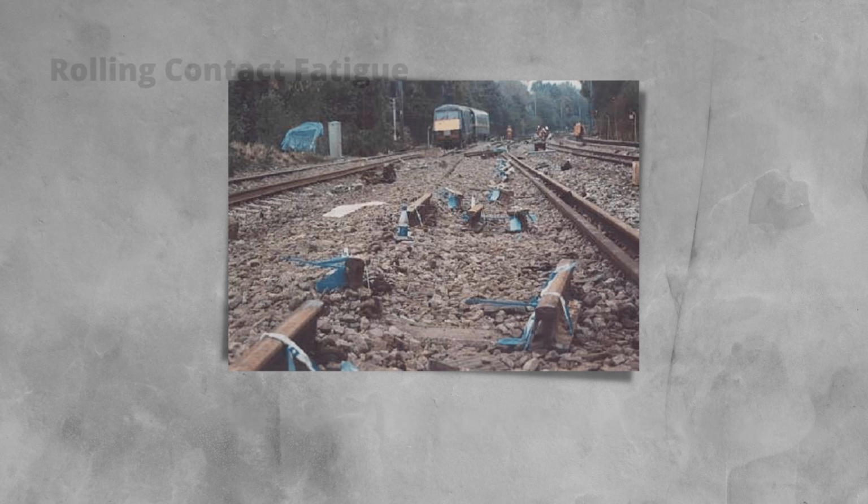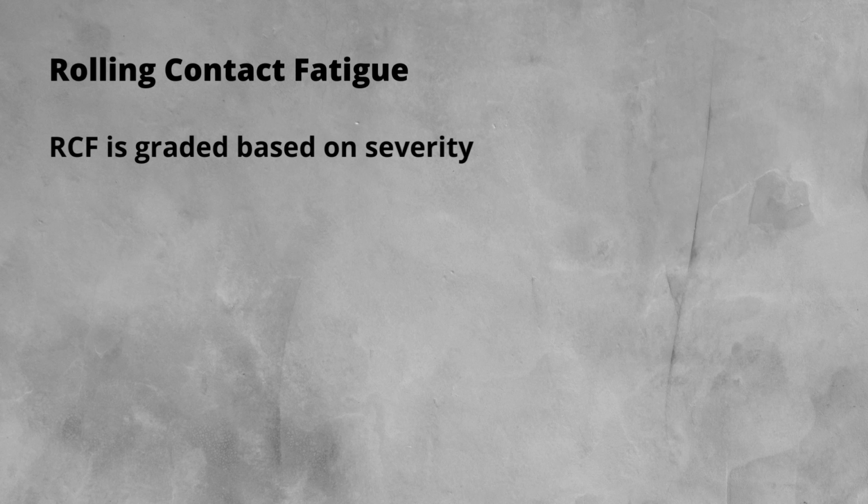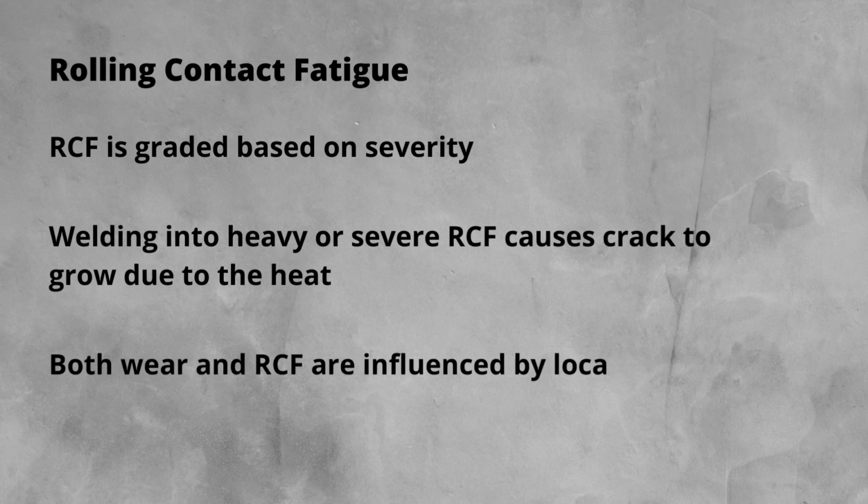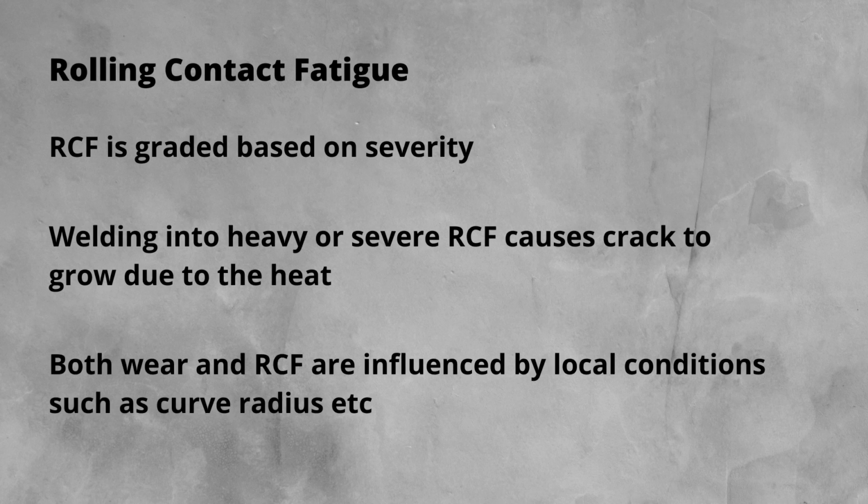Areas of RCF are graded based on the severity from light to heavy and finally severe. Welding into heavy or severe RCF is discouraged, as the intense heat can cause the cracks to worsen quickly. This can lead to issues with finding suitable areas to cut in when changing rails in RCF areas. Both wear and RCF are influenced by local conditions such as track curve radius, levels of cant, train traffic type and speed. Lubrication can be added to the track to mitigate the risks.